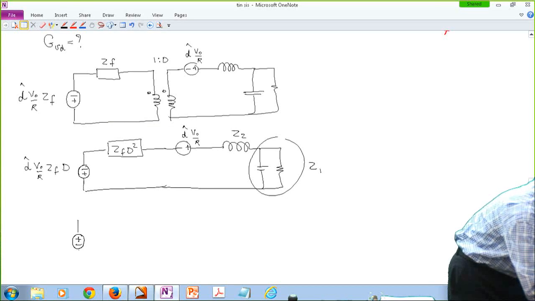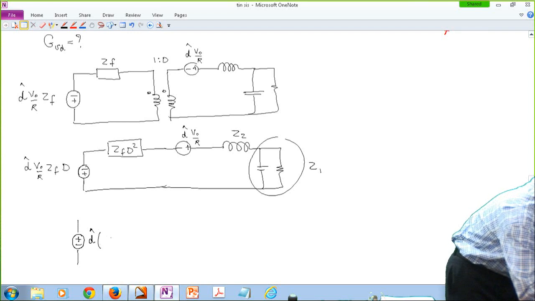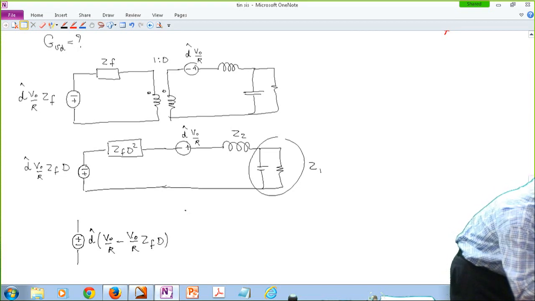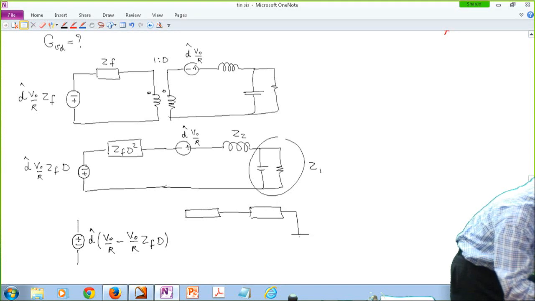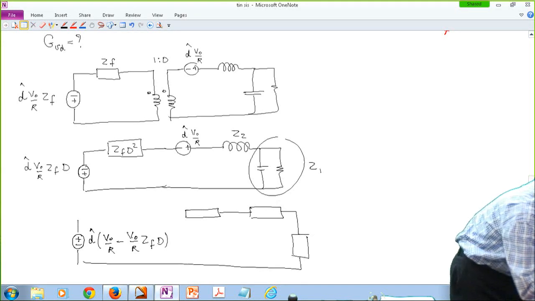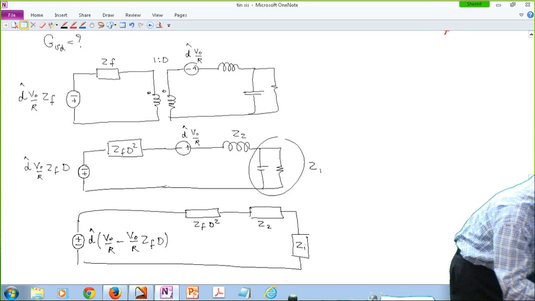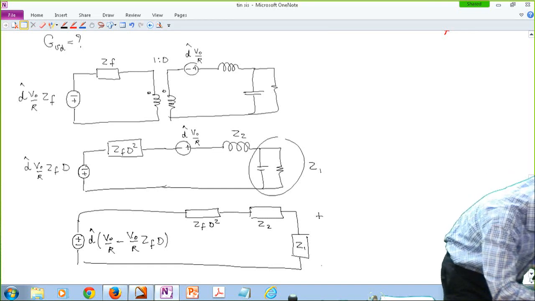in series with each other in the loop, which is the perturbations in the duty cycle times V out over R minus V out over R times ZF times B. And then I have three pieces of impedance. So this is ZFD squared, this is Z2, and this is Z1, okay? And this is the output voltage.